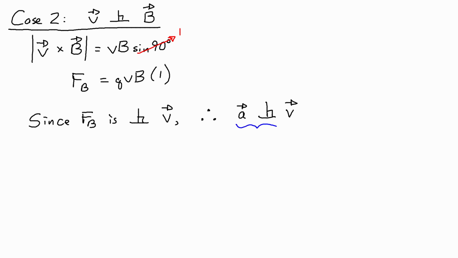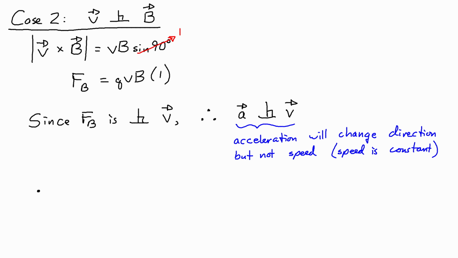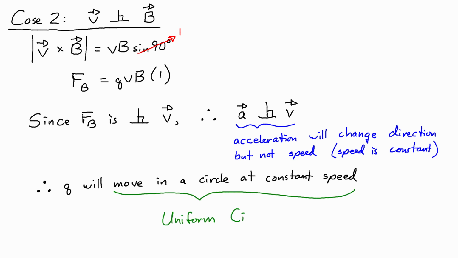Since the magnetic force is perpendicular to the velocity, the acceleration will also be perpendicular to the velocity. And if the acceleration is perpendicular to the velocity, then it can't be speeding up, because the acceleration will not change the speed. It can only change direction. And after the velocity changes just a little bit, the force is going to be perpendicular to the new velocity still. So even though the velocity is changing direction, the acceleration is still perpendicular and the velocity will not change magnitude. The speed will still not change. So the charge, q, will move in a circle at constant speed. And that's the keyword for uniform circular motion.